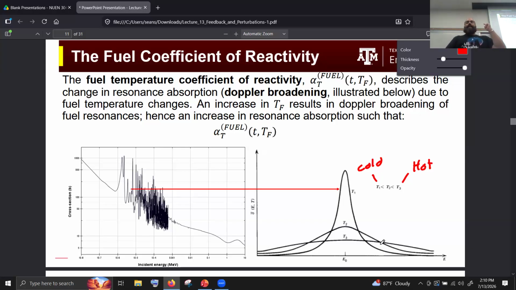So that means that an increase in temperature causes an increase in my parasitic capture, which causes a decrease in my fission rate and therefore a decrease in my multiplication factor. As a result, the alpha T for a fuel is going to be negative, because an increase in temperature is ultimately going to cause a decrease in K effective.